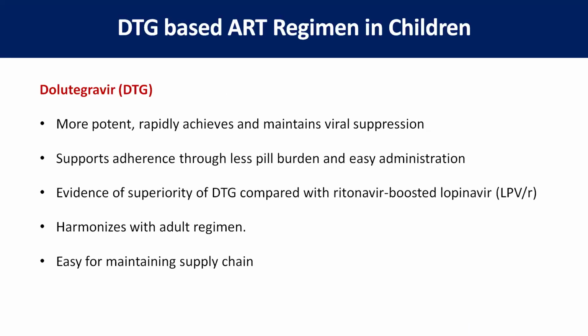Now we'll talk about dolutegravir. That is the main aim of this RDLS. Why are we emphasizing dolutegravir so much, starting on dolutegravir, and all the time going on doing RDLS and NDLS discussions on dolutegravir? Because it's a very potent drug. It rapidly achieves and maintains viral suppression. In 4 weeks time, it can achieve viral suppression, and then it keeps on suppressing for a prolonged treatment period.